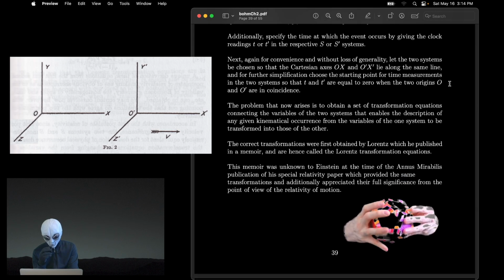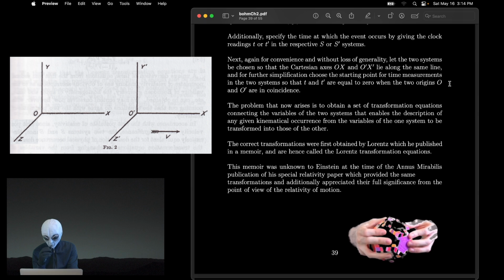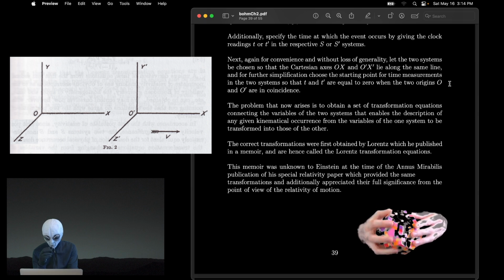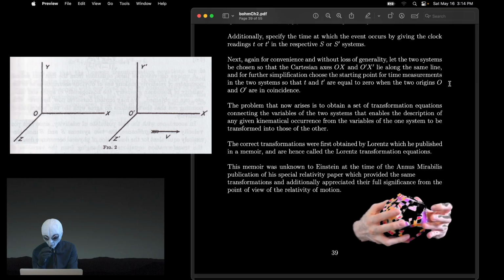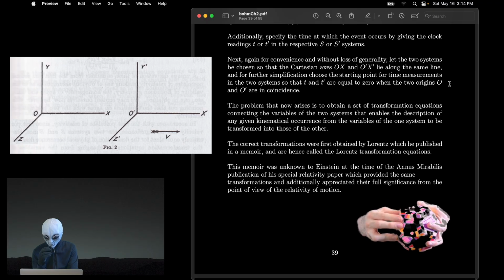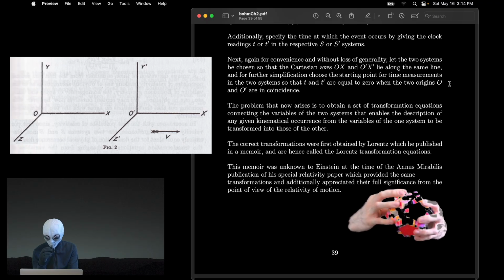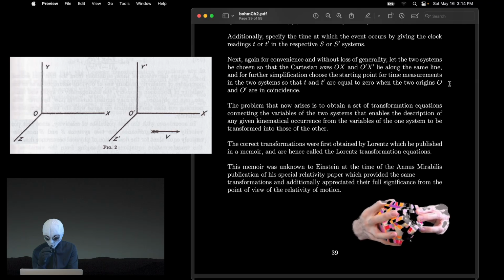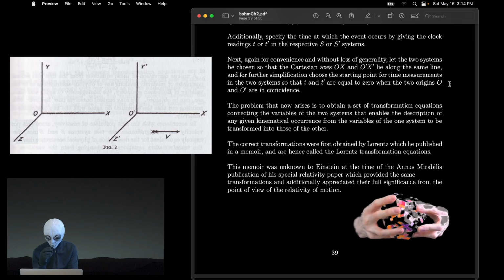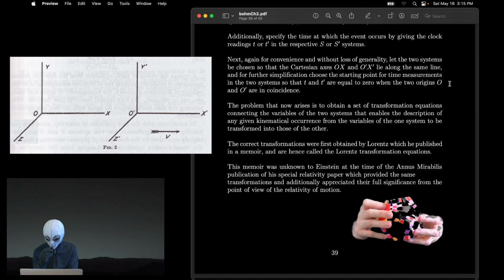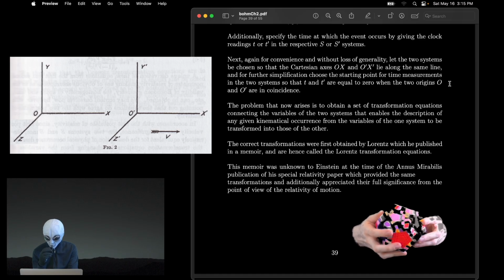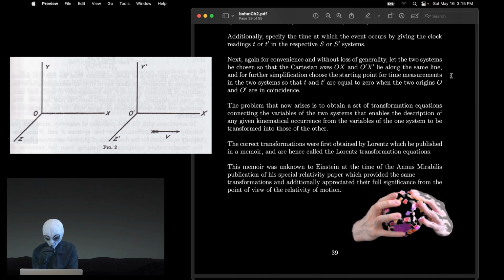Next, again, for convenience and without loss of generality, let the two systems be chosen so that the Cartesian axes O X and O prime X prime lie along the same line, and for further simplification, choose the starting point for time measurements in the two systems so that t and t prime are equal to 0 when the two origins O and O prime are in coincidence.